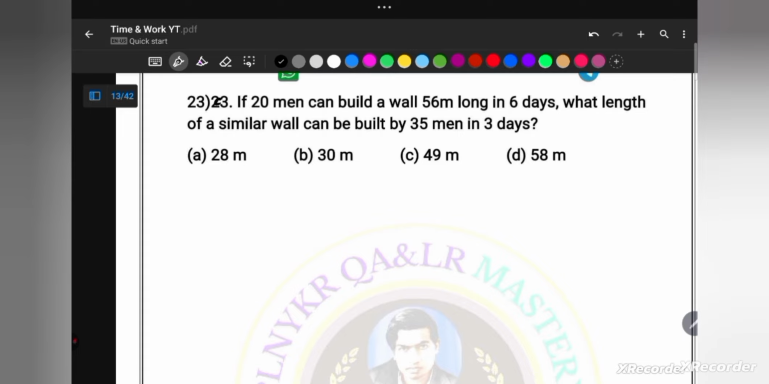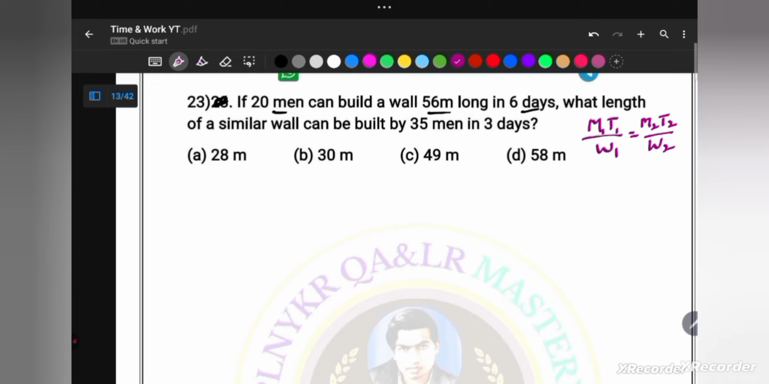The next question: if 20 men can build a wall 56 meters long in 6 days, what length of a similar wall can be built by 35 men in 3 days? So what are the terms here? Variables: manpower, the work, that is the length of the wall, and time is given. How can we relate these variables? We know that manpower times time by work will be equal to a constant. We'll be comparing, right? So m1 t1 by w1 equals m2 t2 by w2.